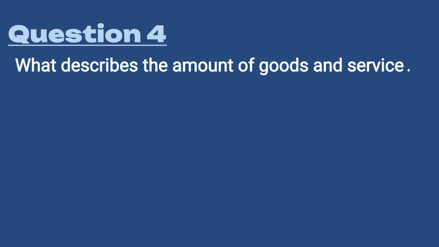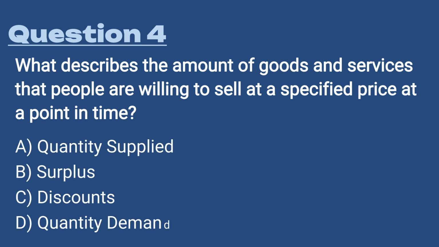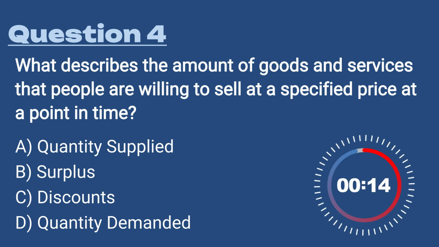Question number 4. What describes the amount of goods and services that people are willing to sell at a specified price at a point in time? A, quantity supplied, B, surplus, C, discounts, D, quantity demanded.